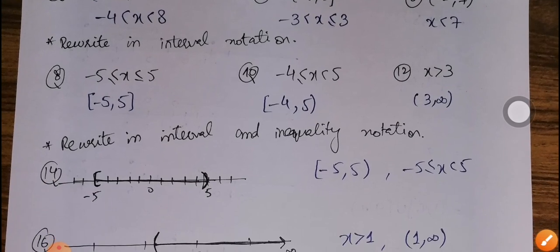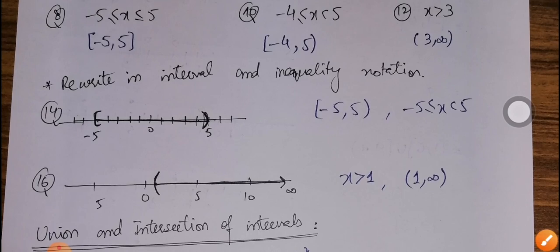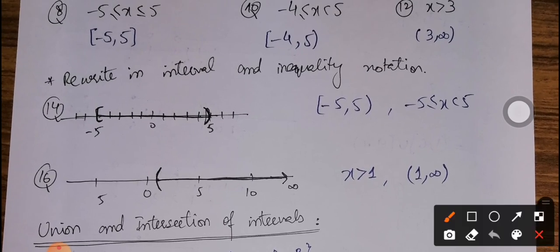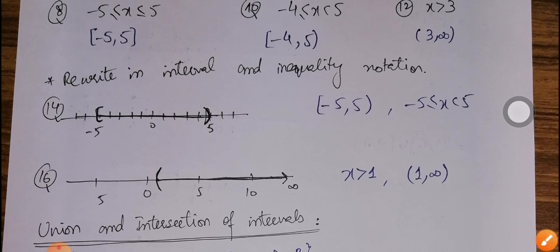Then in the next part you have to write down the interval and inequality notation both. In question number 14 we are given the interval close from minus 5 and open from 5, that is minus 5 is less than or equal to x less than 5. And this one is mentioning 1 to infinity. 1 to infinity means x is greater than 1, the open interval.